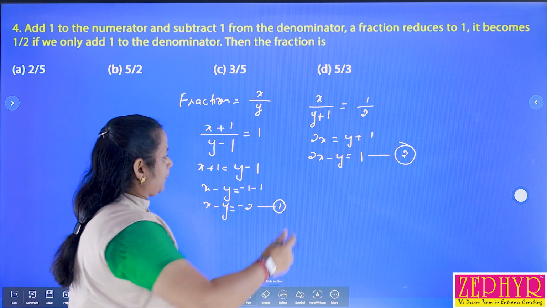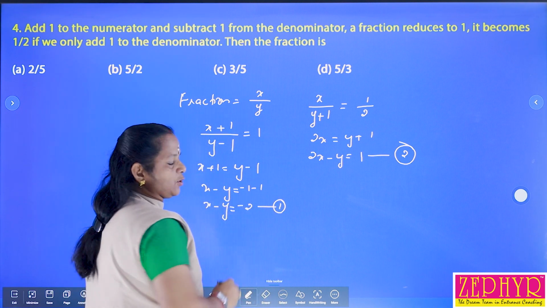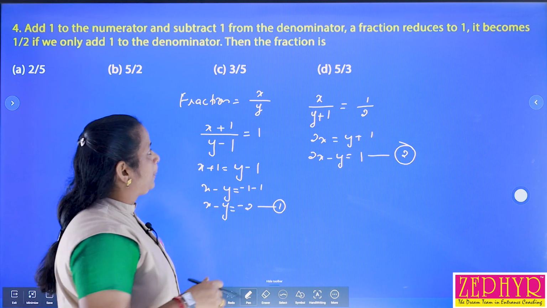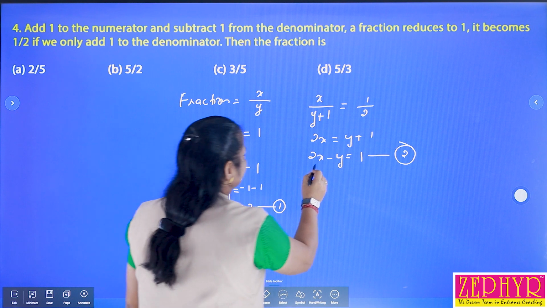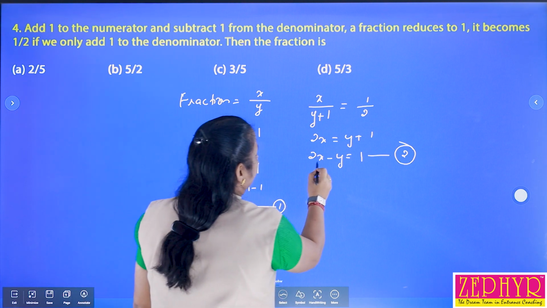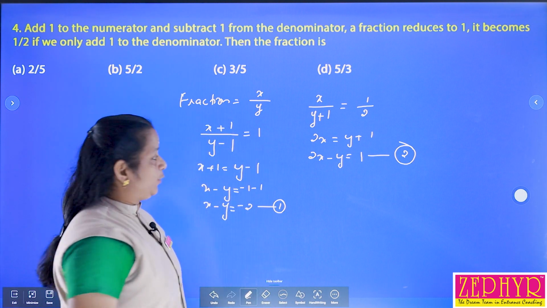As in the previous question, we can solve 2x minus y is equal to 1 and x minus y is equal to minus 2 using the elimination method or the substitution method. So we can take equation number 1, x minus y is equal to minus 2, and 2x minus y is equal to 1. Find the value of x and y.